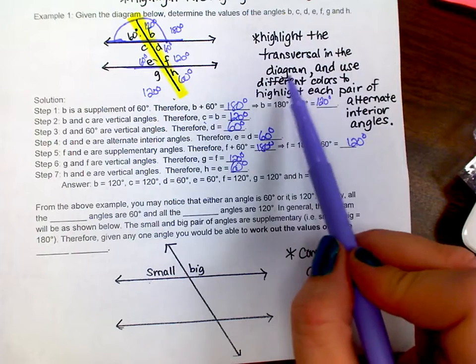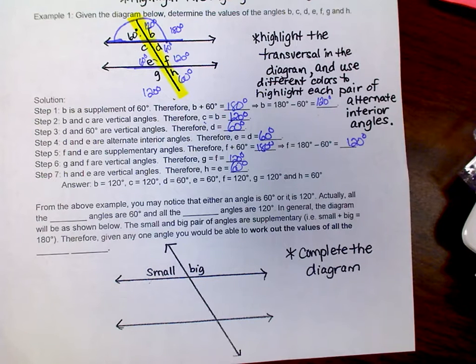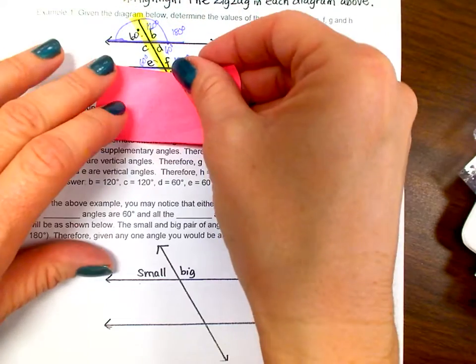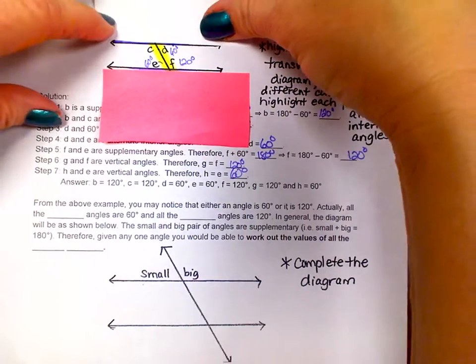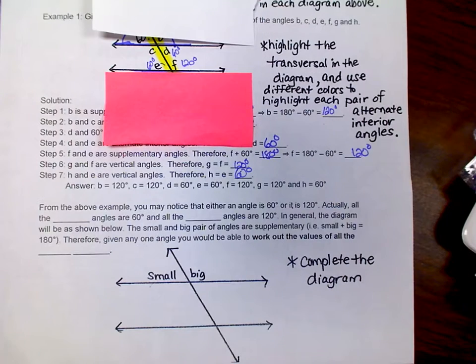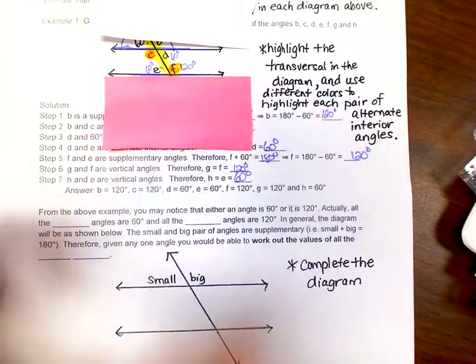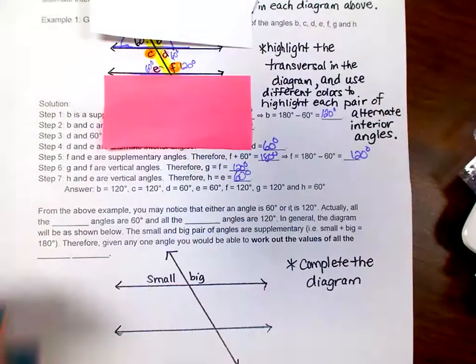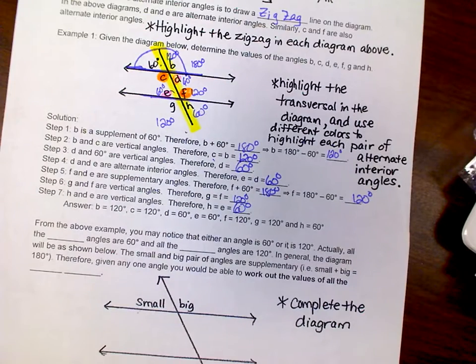Okay, so the transversal in the diagram, and use the different colors to highlight each pair of alternate interior angles. Again, we're going to look for the middle section. If I cover up all the outside, because it distracts me, I'm only going to look at the interior angles. Alternating would be opposite of, right there. And the other one would be D and E. Make sure you highlight, or you're going to miss a lot of points.